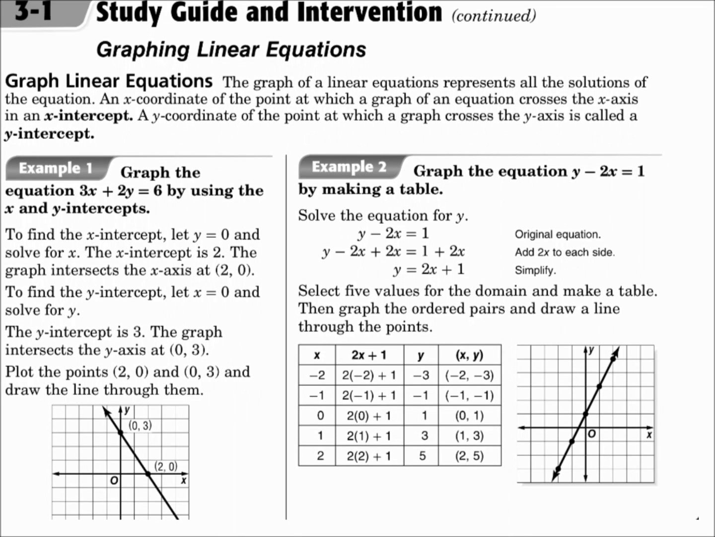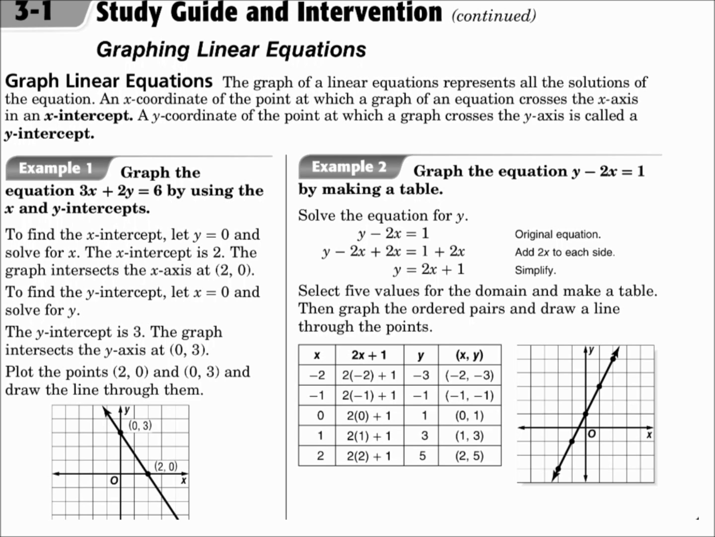Graphing linear equations. The graph of a linear equation represents all of the solutions of the equation. The x-coordinate of the point at which a graph of an equation crosses the x-axis is called the x-intercept. The y-coordinate at the point where the graph crosses the y-axis is called a y-intercept.